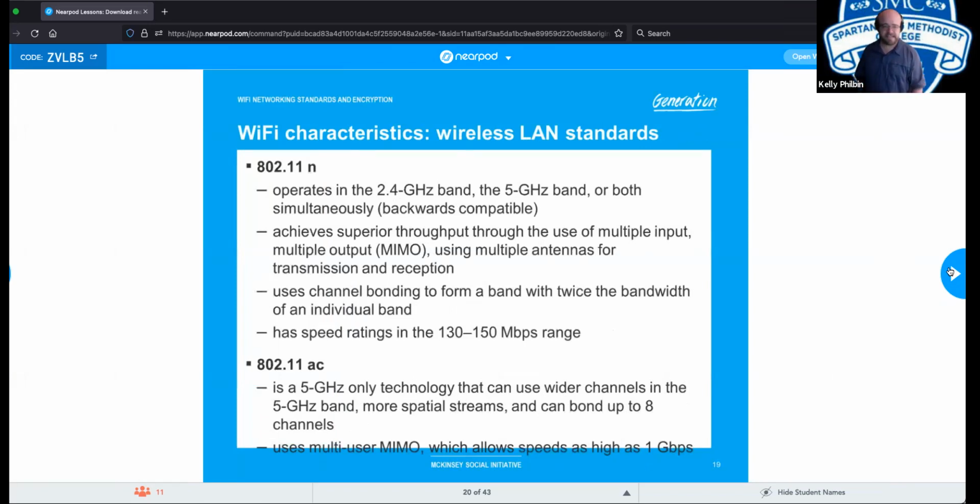We got 802.11n. This one operates on both 2.4 and 5 simultaneously, as well as being backwards compatible. It achieves superior throughput through the use of MIMO, which is multiple input, multiple output. It has a lot of antennas on it. If you look at an 802.11n router, it looks kind of like a spider laying on its back, with a bunch of antennas sticking up from it. So it can receive a bunch of signals and send a bunch of signals at the same time. And depending on the angle of those antennas is how it's sending those signals out.